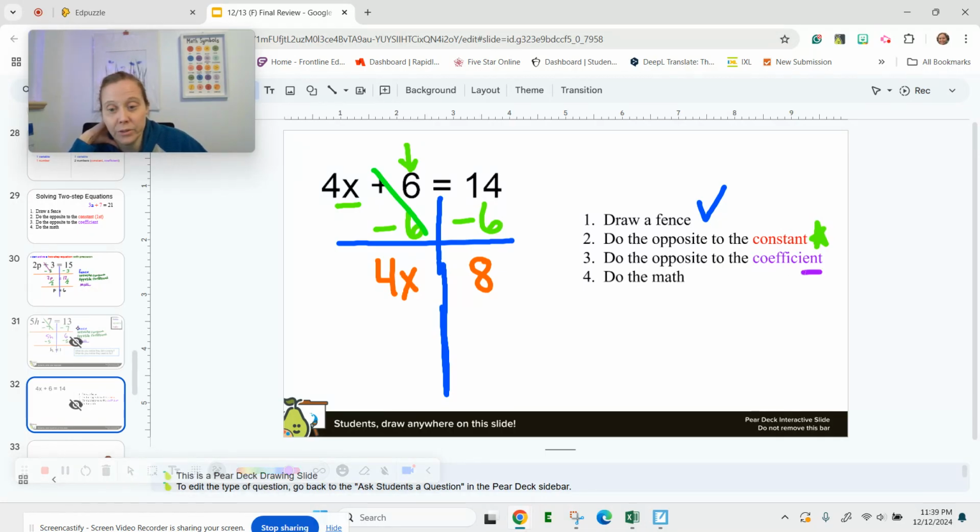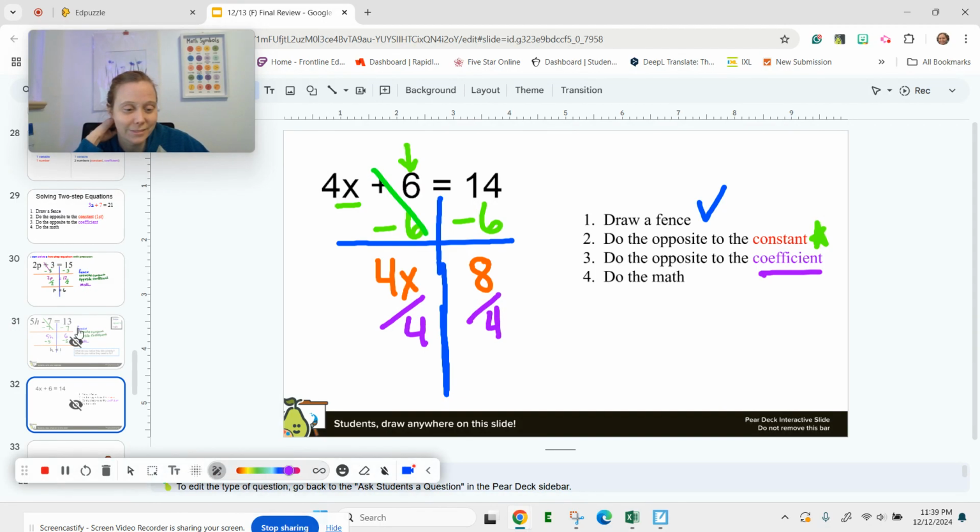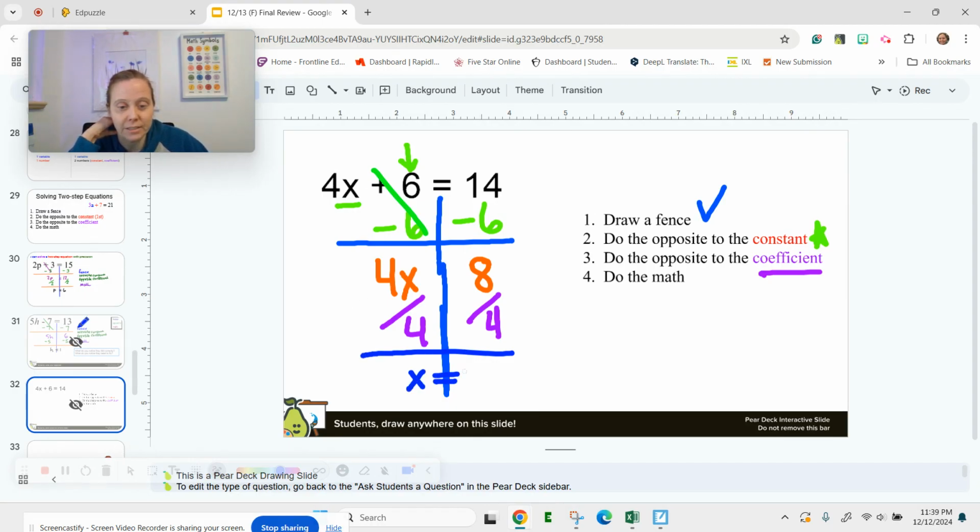Now we need to deal with our coefficient, right? It's the number that's multiplying or dividing with the x. In this case, it's a 4. So the opposite would be division. Divide by 4 on both sides, which leaves us with x equals 2.